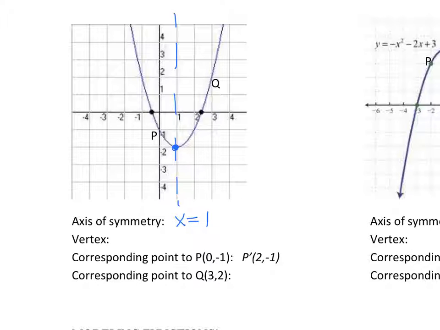Wait, no. Negative 2, 1. Do the x and then the y. 1, negative 2. Oh, yeah. Right, over 1, down 2.